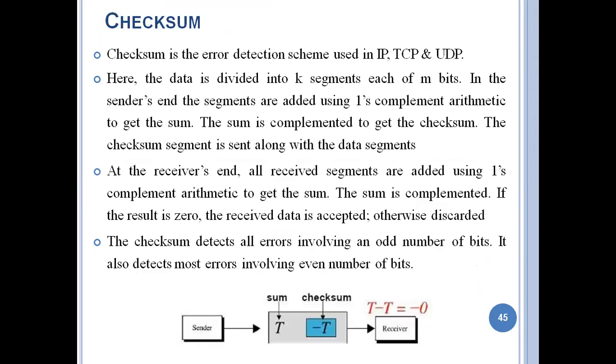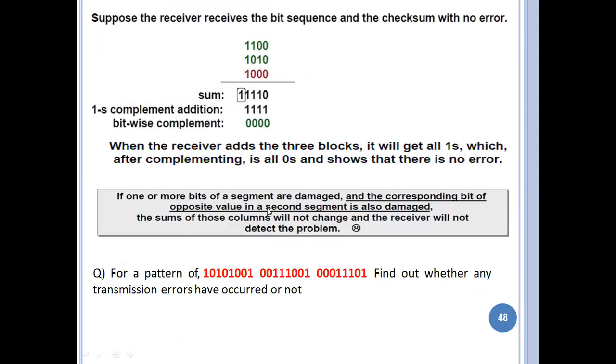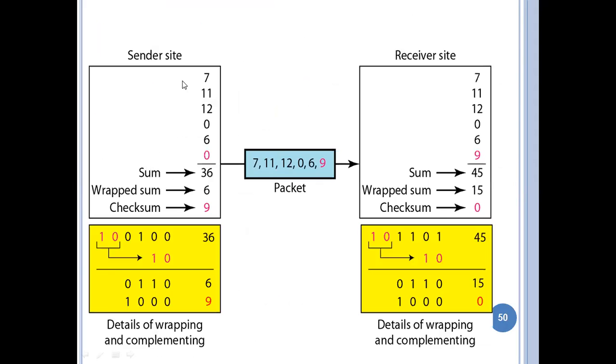And next one is the checksum. As the name suggests, check sum. The sum is added. If the data we have to transmit is, for example, 7 11 12 0 6, these are the original data we have to transmit. All these are added together, that is 36. Whenever these are transmitted to the receiver side, the receiver also adds all these. If it is also 36, then minus 36 will be transmitted. So minus 36 plus 36 is 0. That means the data is original. If it is not 0, then an error has occurred.